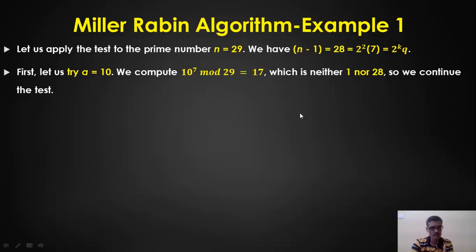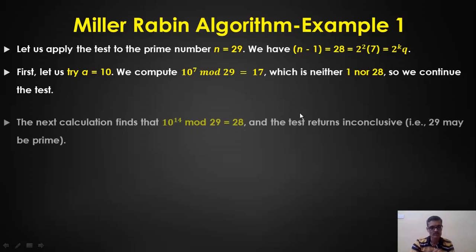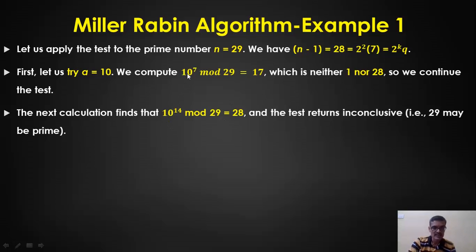So I checked only a to the power q mod n. Now I'll go to a to the power 7 into 2, that is 10 to the power 14 mod 29. So what I'm getting is 28, that is n minus 1. So my test will return it as inconclusive. It may be a prime number.